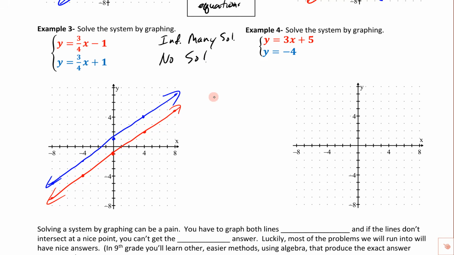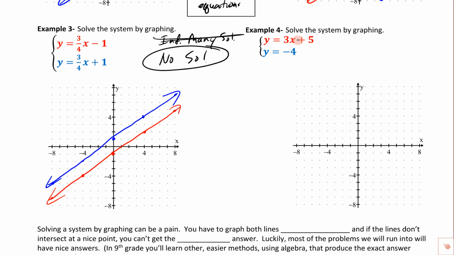Well, if these are never going to cross, they're never going to have a point in common. So on this one, it's no solution. Okay. You might spend a little bit of time thinking about what infinitely many solutions would look like. We probably will talk about that at some point, but we don't need to do that today. Let's take a look at the next one.